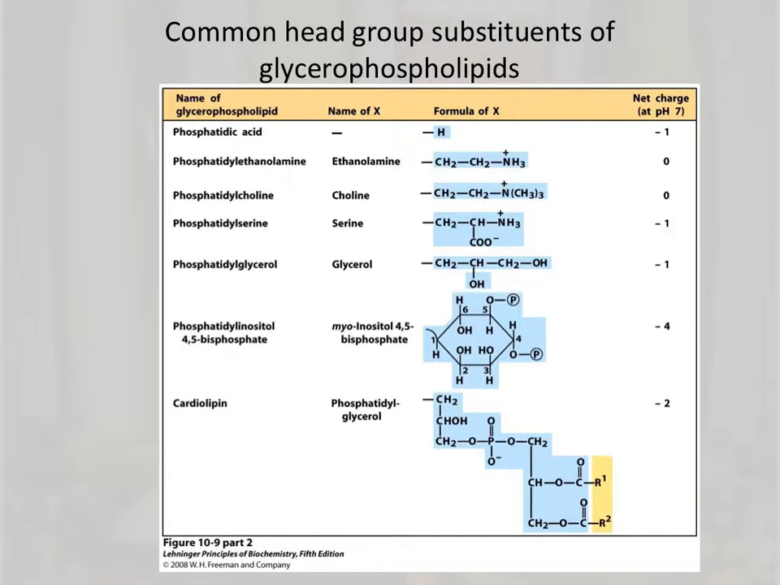Phosphatidylglycerol has another glycerol, so it's huge. One of the phosphatidyl inositols has this big old inositol biphosphate. And then cardiolipin, of course, since I have it nice in there, it actually is a phosphatidyl glycerol. So it's huge, huge. So we have one phosphatidyl group, we have another phosphatidyl group, then we have glycerol. So you can see that they can vary in their charge, they can vary in their size. You can imagine how big and bulky this one would be, or even this one, versus phosphatidic acid.